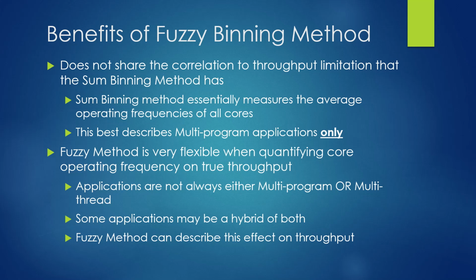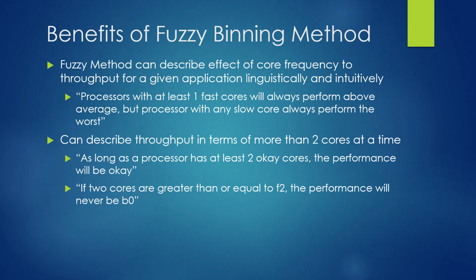And it's also not the case that applications are always either multi-program or multi-threaded. A processor could be used in an application and have a load that is a mix between the two. It can be running multiple programs, some programs that are multi-threaded, some programs that are multi-program. And in this case, we can actually describe the correlation to throughput using our linguistic variables and our linguistic terms to better correlate to throughput based on our single cores of our processor by learning how it actually affects a particular application or a particular load, of single core frequencies to the overall throughput of the application linguistically and intuitively.